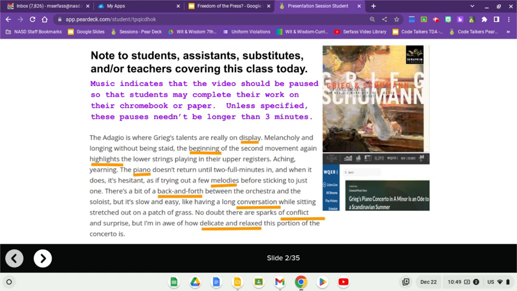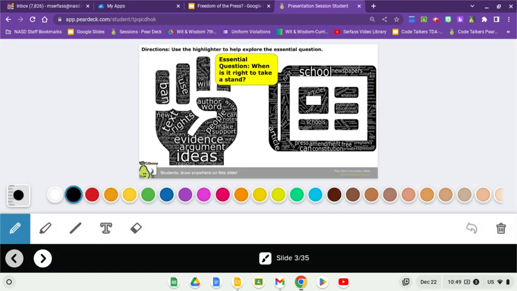All right. So when you hear that music, that's what it is. That's where it's coming from. So let's get into it. Essential question, slide 3. When is it right to take a stand?